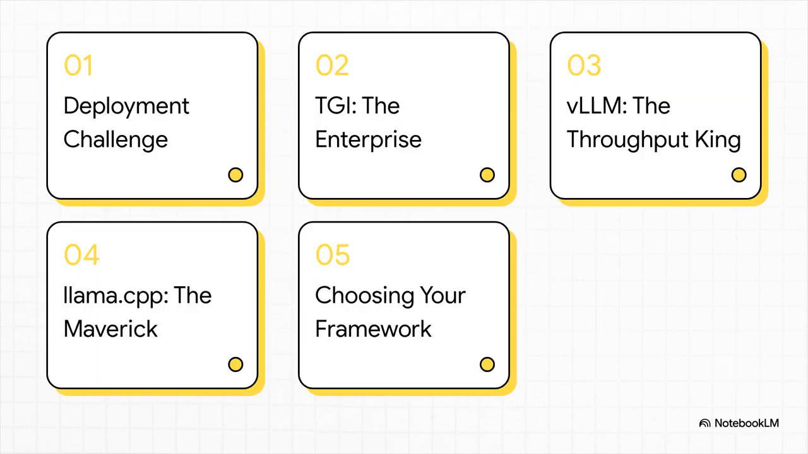Okay, so here's how we're going to break it all down. First, we'll dig into that core deployment challenge. Then, we'll introduce our three main contenders: TGI, which I'm calling the enterprise workhorse, vLLM, the throughput king, and llama.cpp, the resourceful maverick. And finally, we'll throw them into the ring together to help you pick your winner.